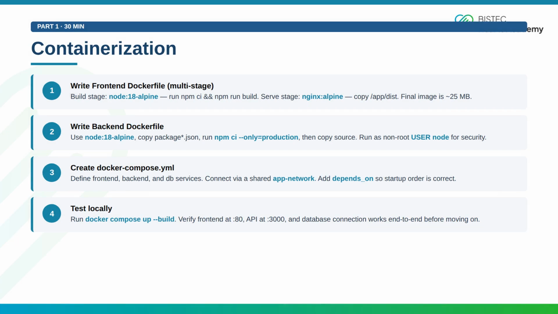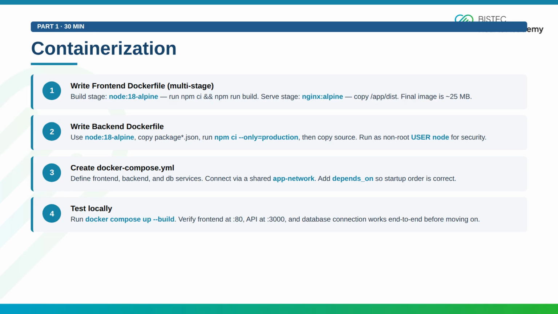Part 1 gives you 30 minutes to containerize all 3 services. For the front-end Dockerfile, use the 2-stage pattern, a builder stage on Node 18 Alpine that runs npm ci and npm run build, and a serve stage on Nginx Alpine that copies the compiled dist directory. The final image should be around 25 megabytes.